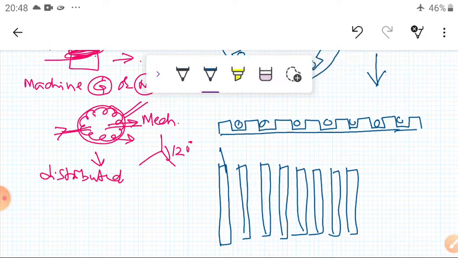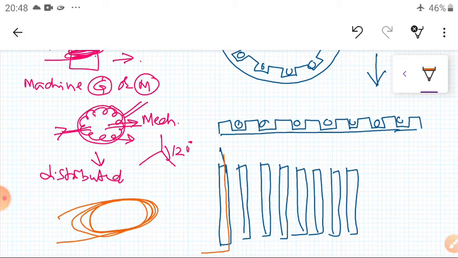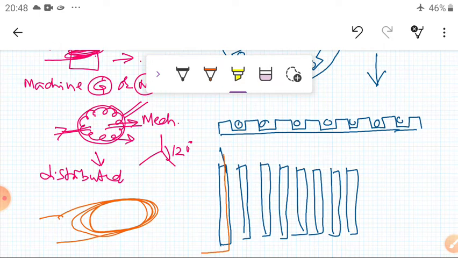This is, for example, a copper coil inserted in this one. So a coil is nothing but, you can see, this is a coil. This coil has a coil side here and a coil side here. Then I wrap it with the help of cotton tape.